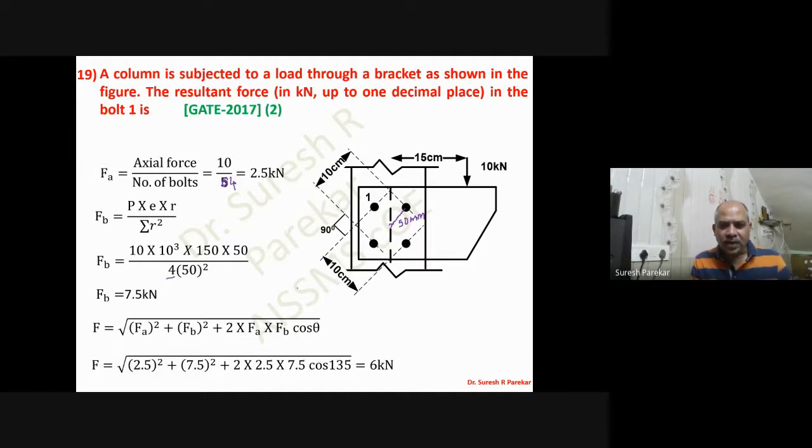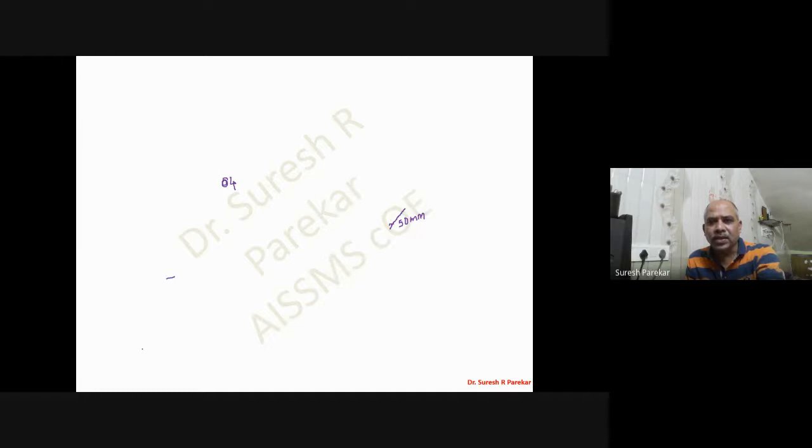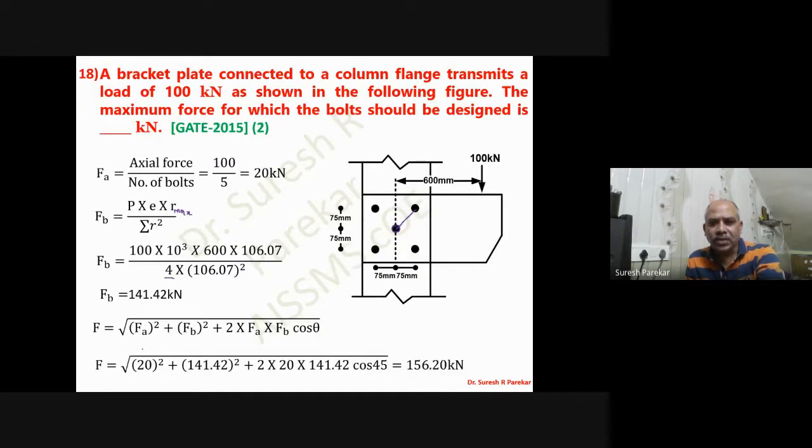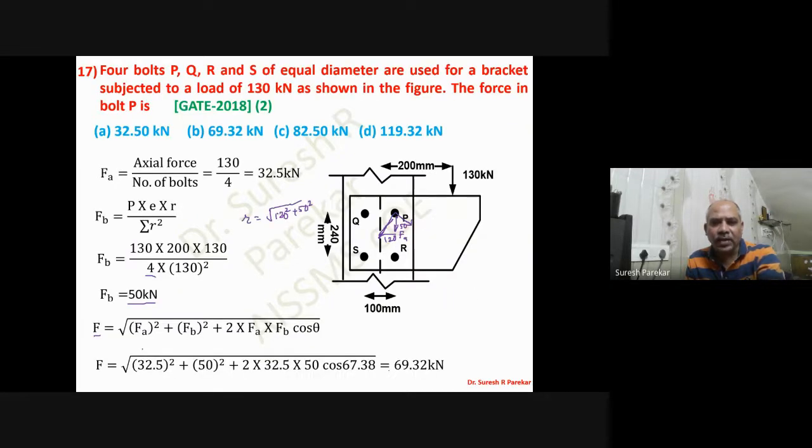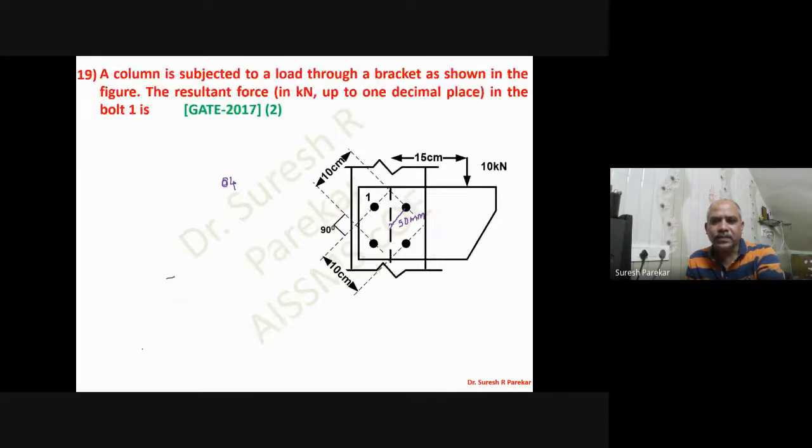And from this we will get value in the same way. Cos theta we have to consider. So theta we have to consider, and that theta we have cos 135, and from this we are going to get this value as 6 kilonewton. So you can see these values. So here also we have this 75, 75. So angle we have 45. So likewise, we have to find out the angle theta, and then we have to calculate these values.